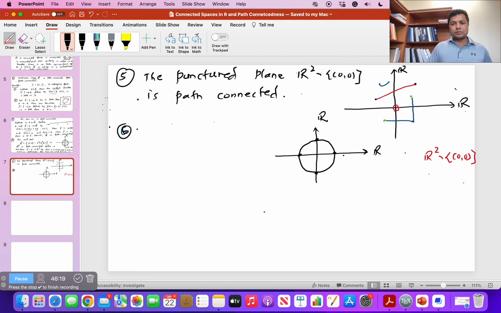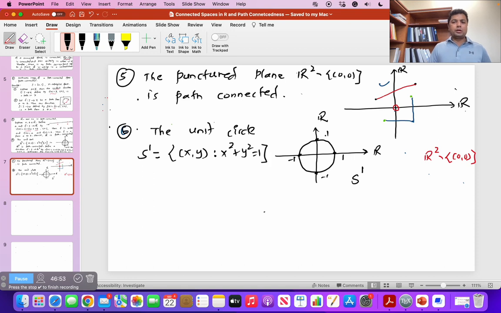It is like this one is going to be (1, 1), this is (-1, -1), and which we denote by S1. Okay, this is called the unit circle, and that unit circle is also path connected. The unit circle, which we denote by S1, is the set of all ordered pairs (x, y) such that x square plus y square equals 1. These are all those points on the circle. The unit circle S1 is path connected.